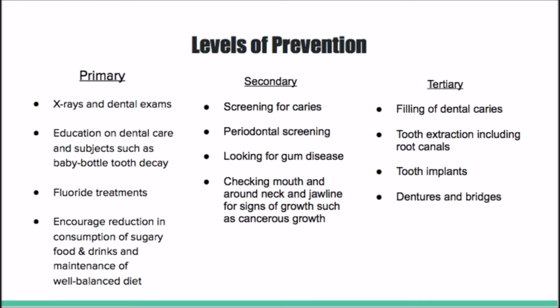The dentist will fill dental caries before they grow too large to prevent the spread of the cavity to the roots, which could kill the whole tooth, leading to a much bigger problem. Tooth extractions and root canals are also part of tertiary prevention. Also, the filling of gaps with tooth implants will help a person's eating and alignment. The use of dentures and bridges can also help a patient who has missing teeth.